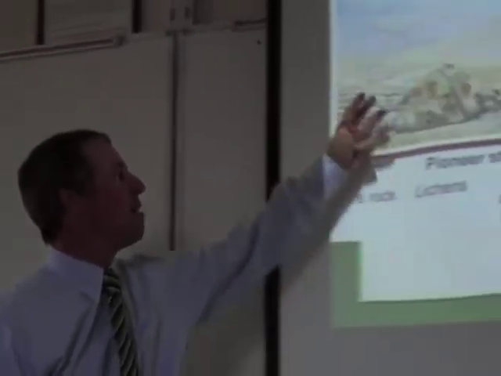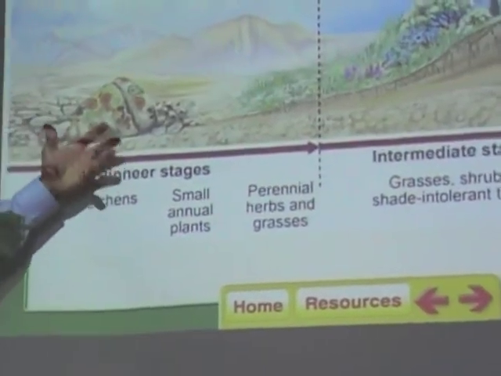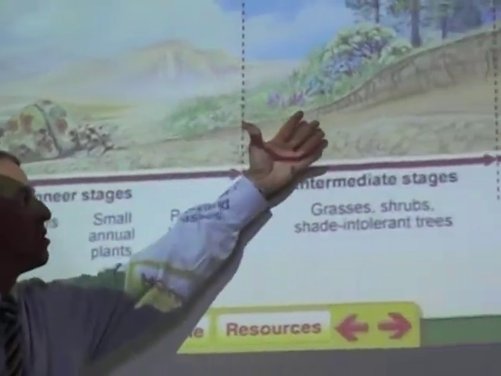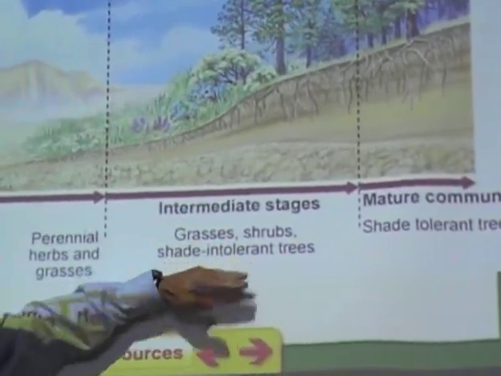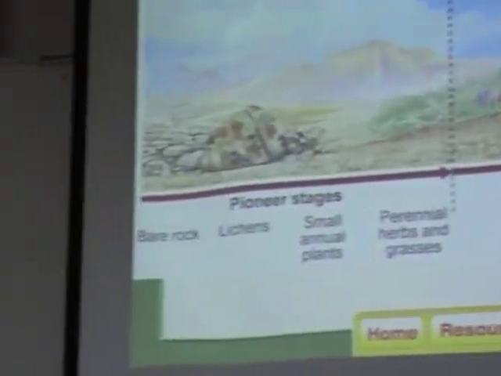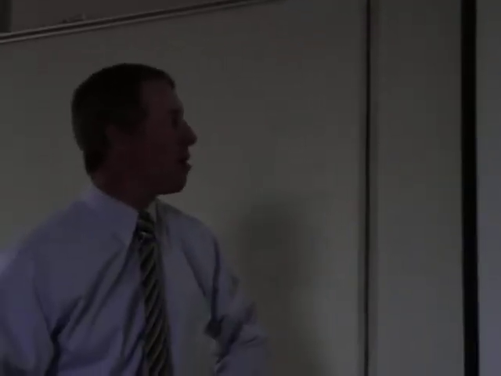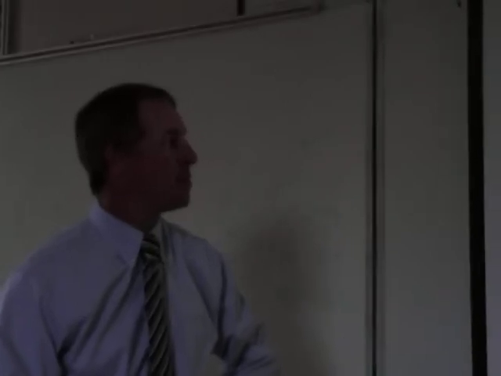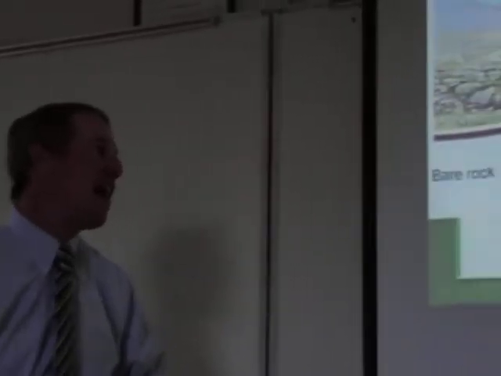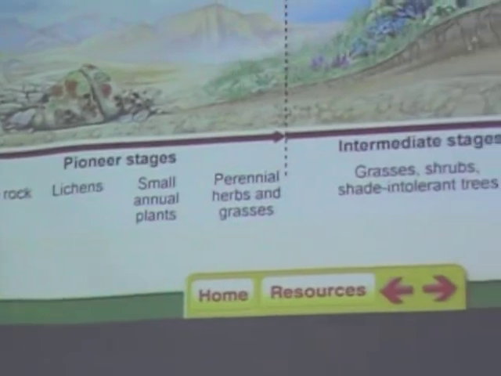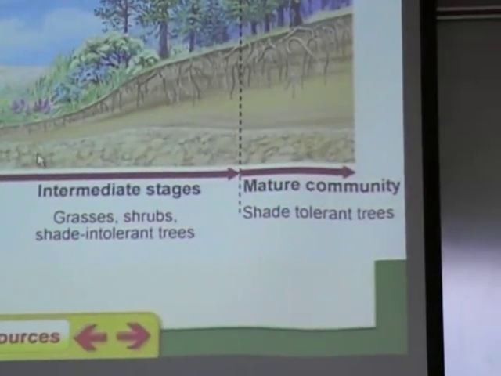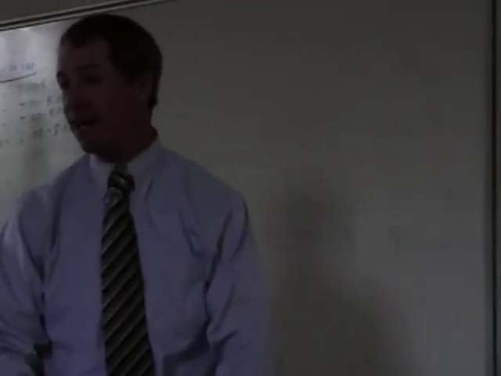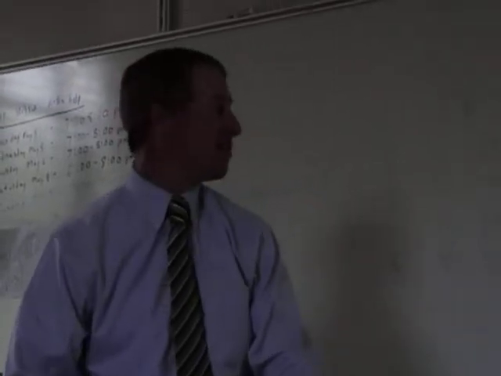And then over time, their dead bodies decay, and there's some nutrients in the soil. Larger, longer living organisms can grow: grasses, shrubs, shade-intolerant trees. Now we're getting bigger organisms because the soil has been made fertile by these. And then they die, and their nutrients go into the soil, and even larger organisms can grow there. So it takes time for this whole community to turn over. And what do we call that again? Succession. Ecological succession.